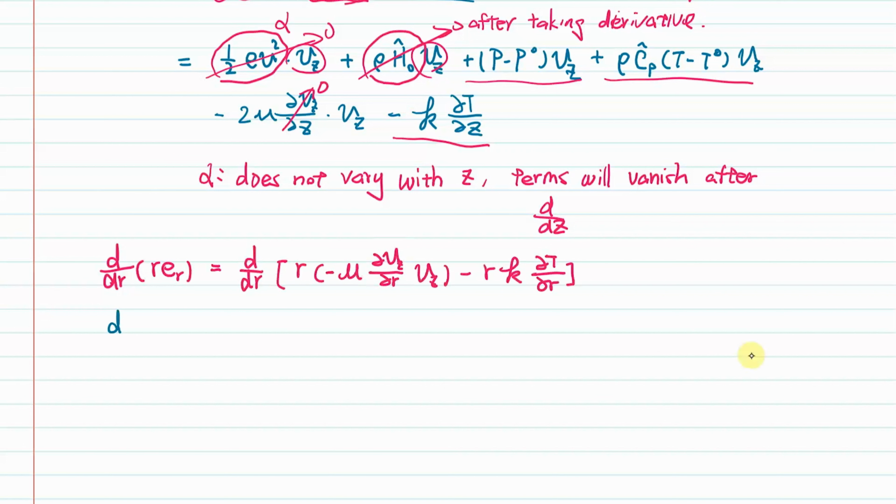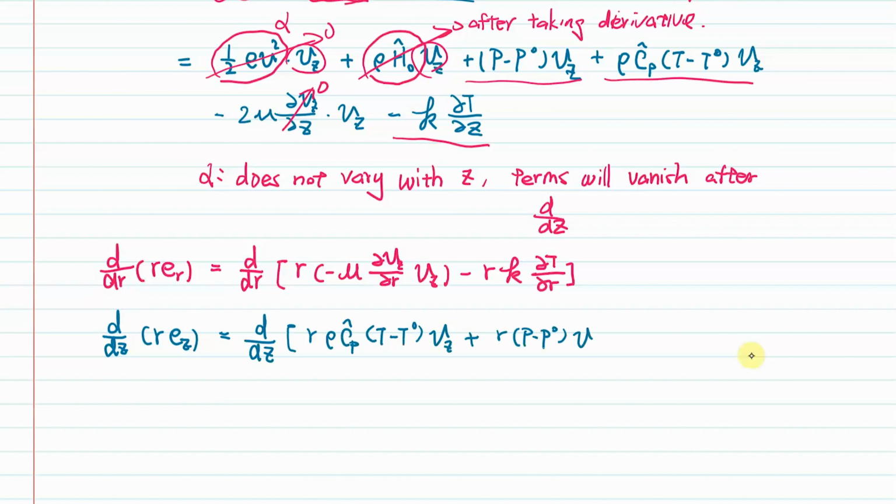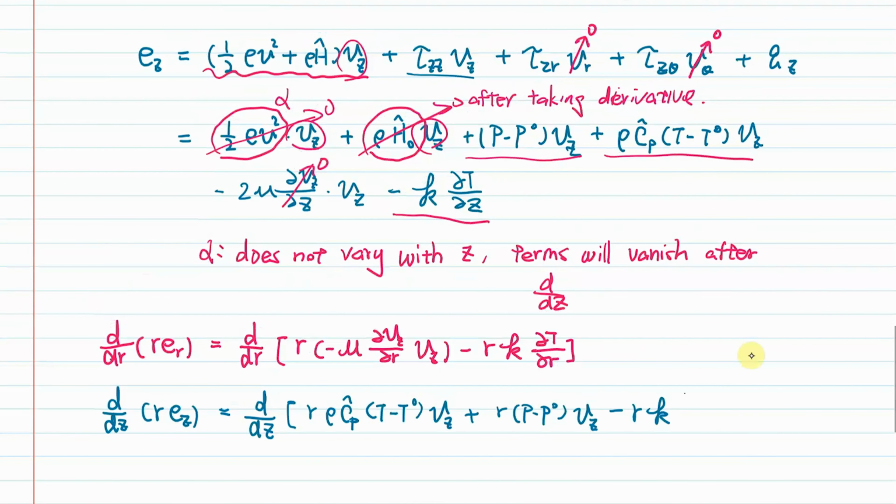And we have d/dz of r e_z now equals d/dz of r times rho CP (T minus T naught) VZ, plus r times (P minus P naught) VZ, minus r times K partial T partial Z.